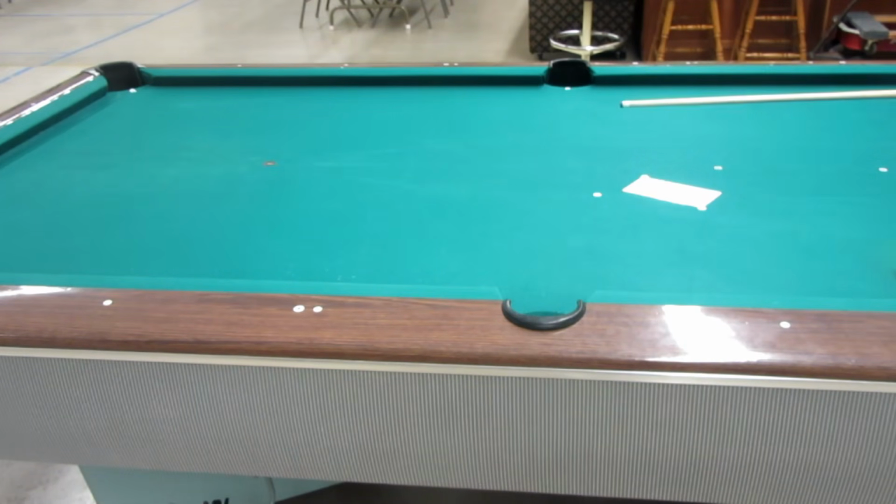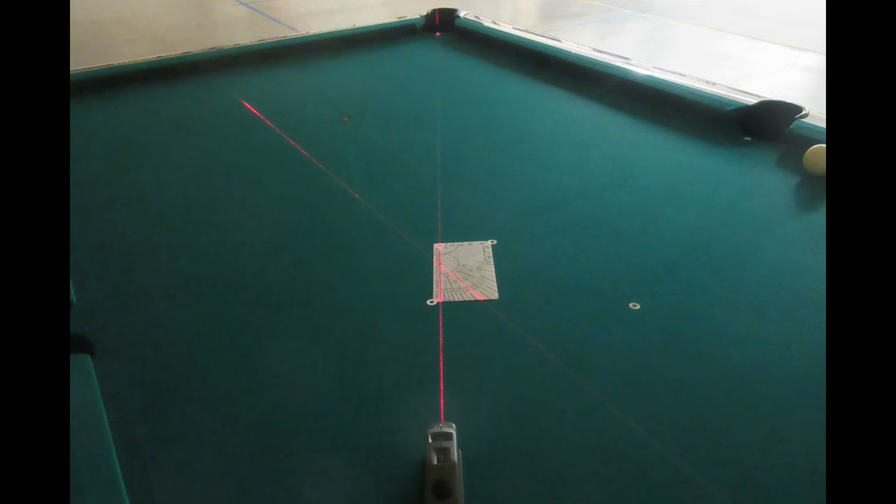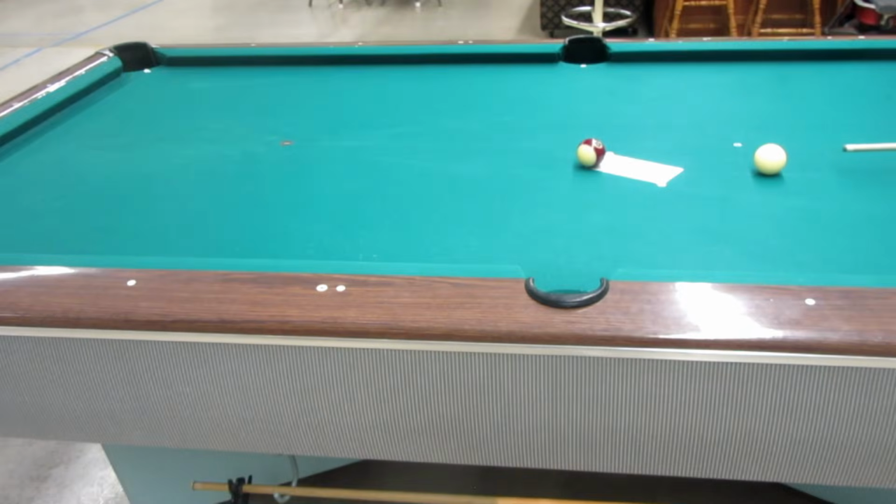Alternatively, you can set up the shot geometrically at 30-degree cut and then judge how to aim for 2 degrees more cut than the half ball hit. Practice until you know how to aim it.